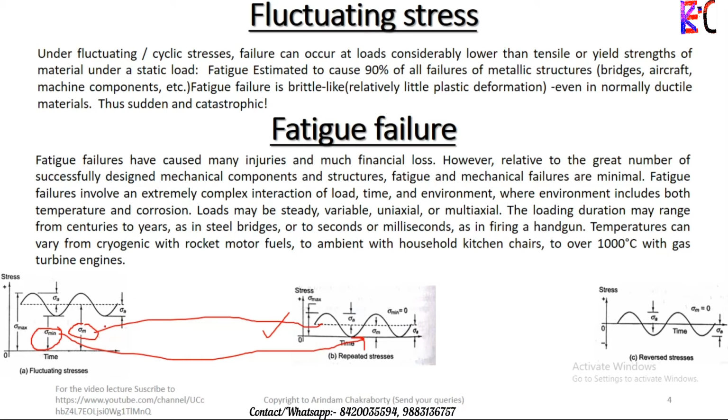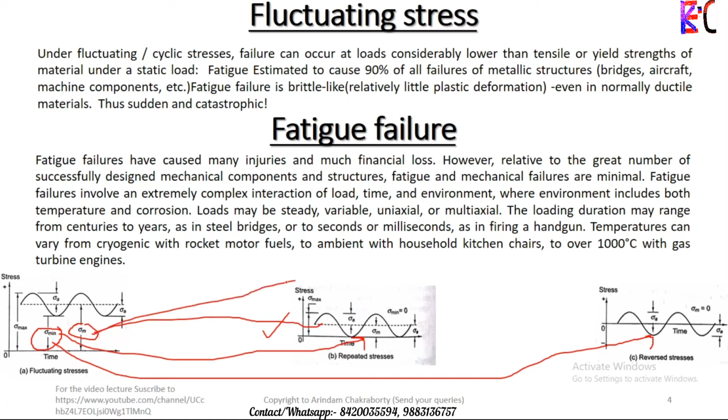Let's go to the reverse stress. In reverse stress, this can go to negative. The minimum stress could be negative, and the mean stress will be at 0. So these are the three differences of fluctuating, repeated, and reverse stress.